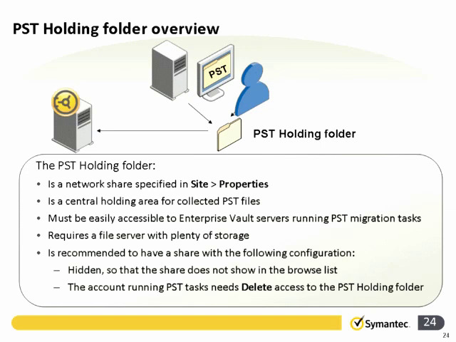As we mentioned, as part of creating this PST holding folder, you want to make sure that it has enough space to hold all the PST files you're going to be migrating. It's going to be a network share, and you configure this within the Site Properties again. This is that centralized holding area that's going to temporarily hold all the files once you've run the PST Collector Task before you run the PST Migrator Task. And also when you're setting this up, you want to make sure that it's hidden because you don't want the outside users to have access to this particular folder, as well as making sure that the account that is running the actual PST tasks has at a minimum the delete access to this PST holding folder.